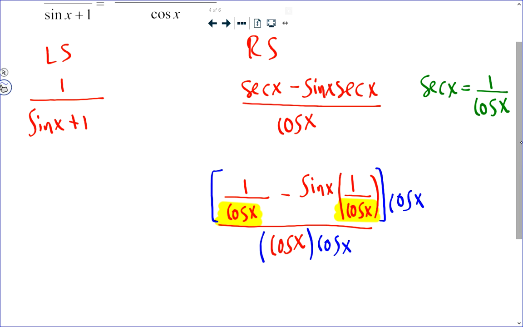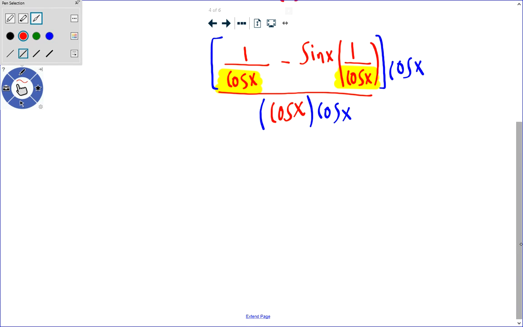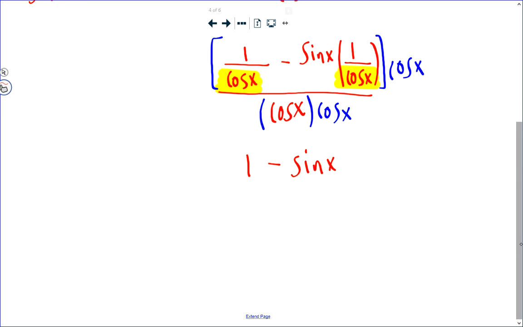So I need to multiply cosine of x times 1 over cosine of x, which is going to give me 1. Minus, I need to multiply the cosine of x by sine of x times 1 over cosine of x. The cosines will cancel. I have sine of x, and then it's over cosine squared of x. And don't forget that the left-hand side, I'll rewrite it here so we can see it, is 1 over sine of x plus 1.